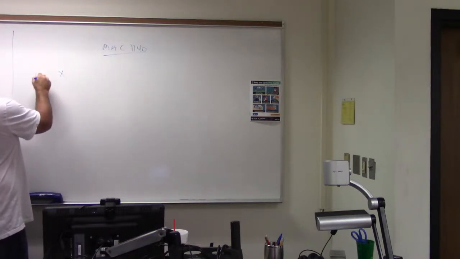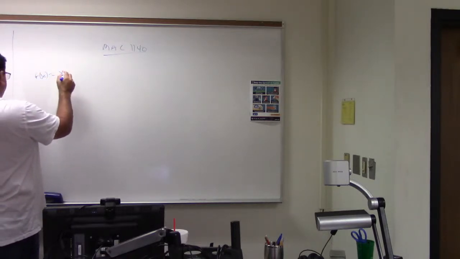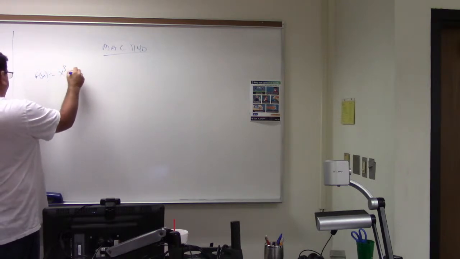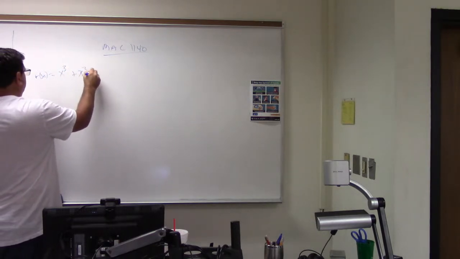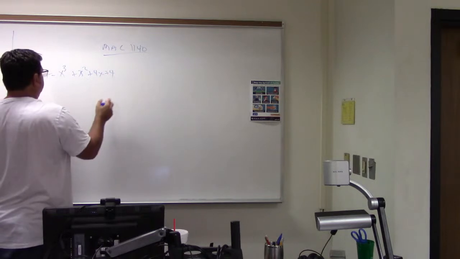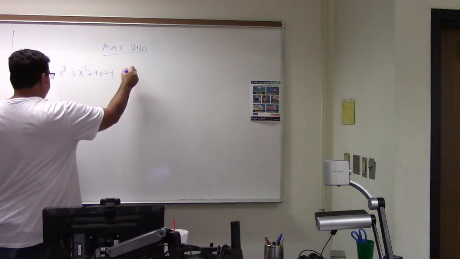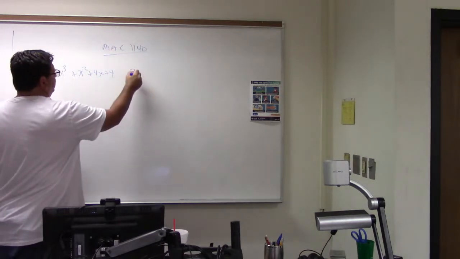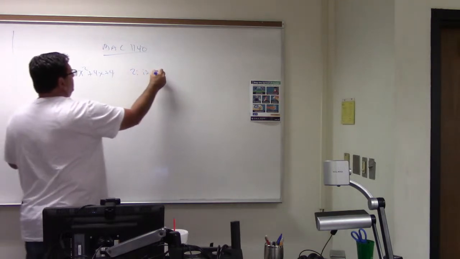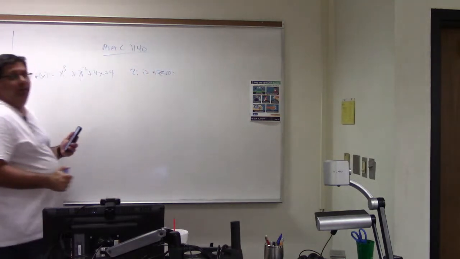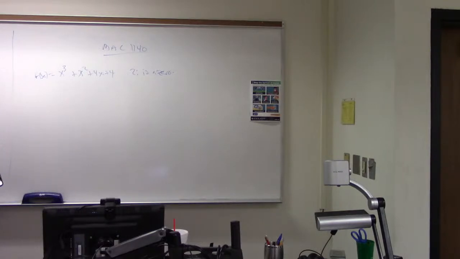All right, so we have f of x equals x cubed plus x squared plus 4x plus 4. And we know that 2y is a 0. Find the others. All right, 2y is a 0, find the others.